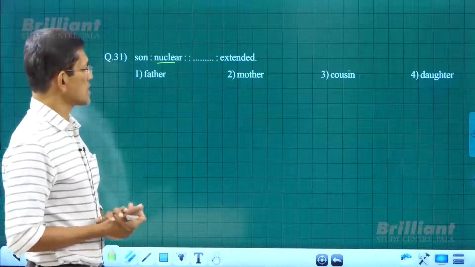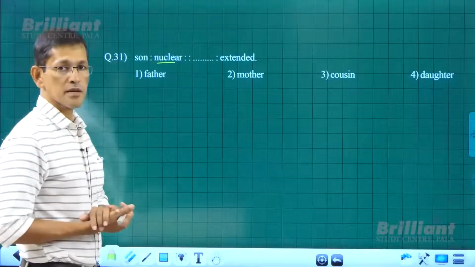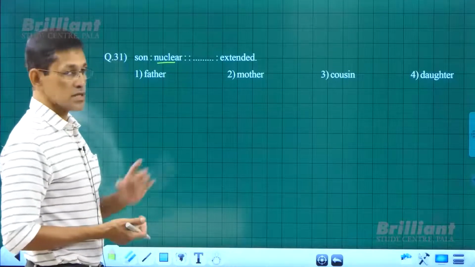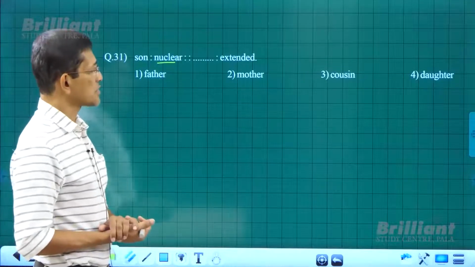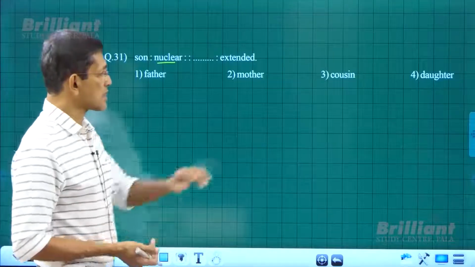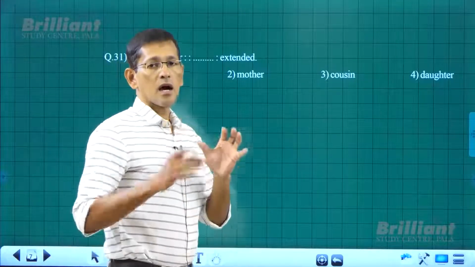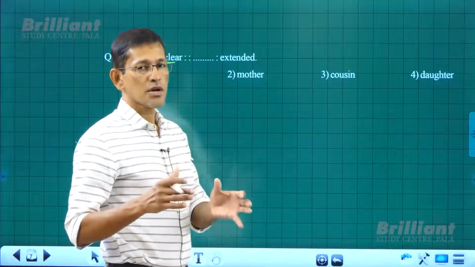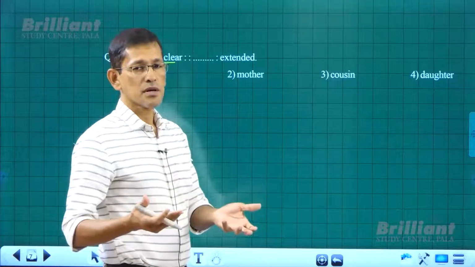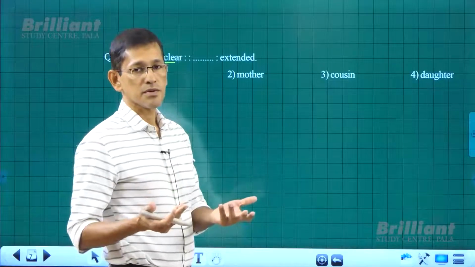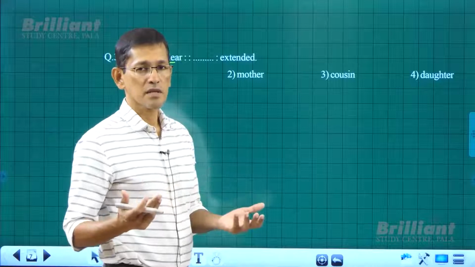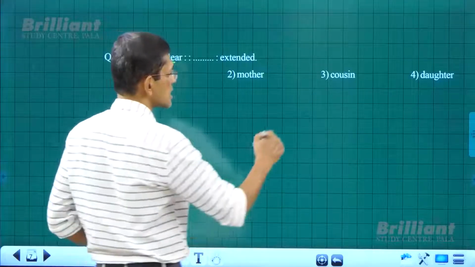Then what is extended? Father is a part of nuclear family. Mother is a part of nuclear family. Daughter is a part of nuclear family, and which is not really the part of nuclear family, definitely cousin. Cousin is what? Either the children of father's brother or the children of mother's brother. So cousin is the part of your family, then that must be extended family. So here the answer choice is cousin.